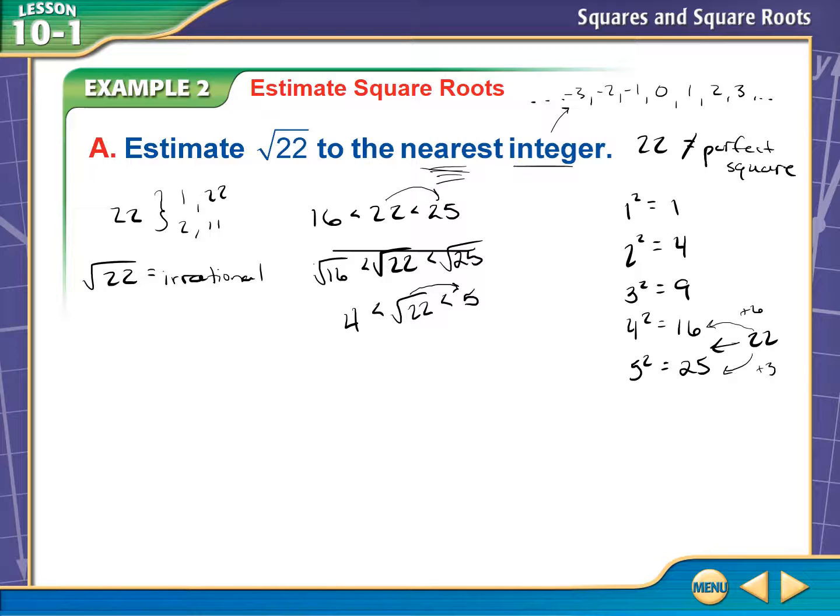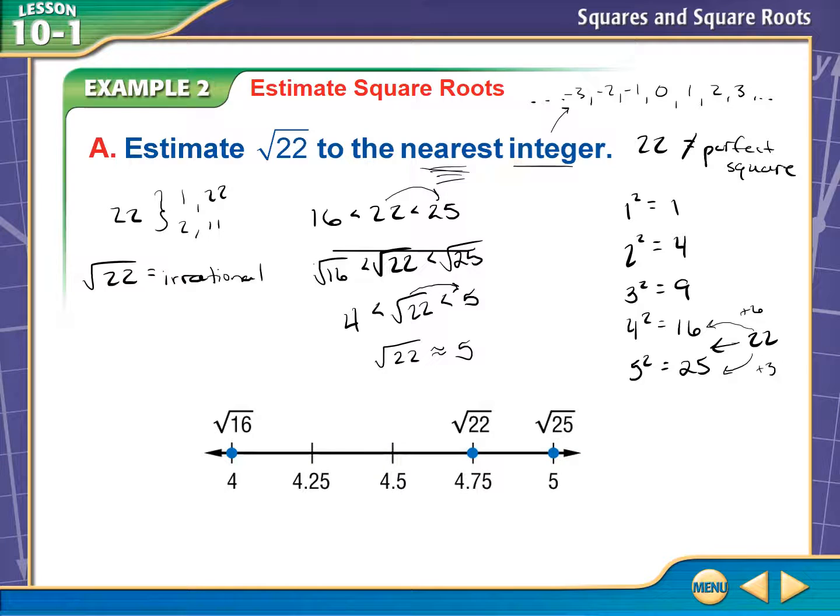So the square root of 22 should be about 5 if I'm rounding to the nearest integer. And if you were to put this on a number line, you'd kind of be able to see it also. Right? Here's 4, which is the square root of 16. Here's 5, which is the square root of 25. 22 on this number line is much closer to 25, so the square root of 22 should be closer to positive 5. So the answer is that the square root of 22 is closer to 5.